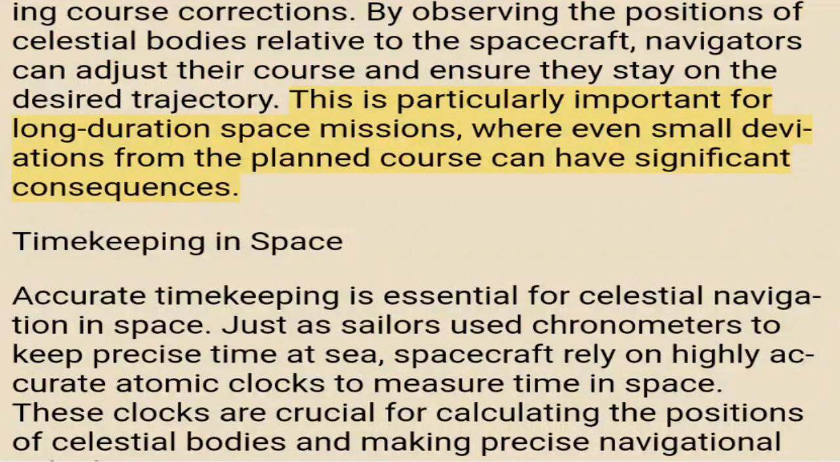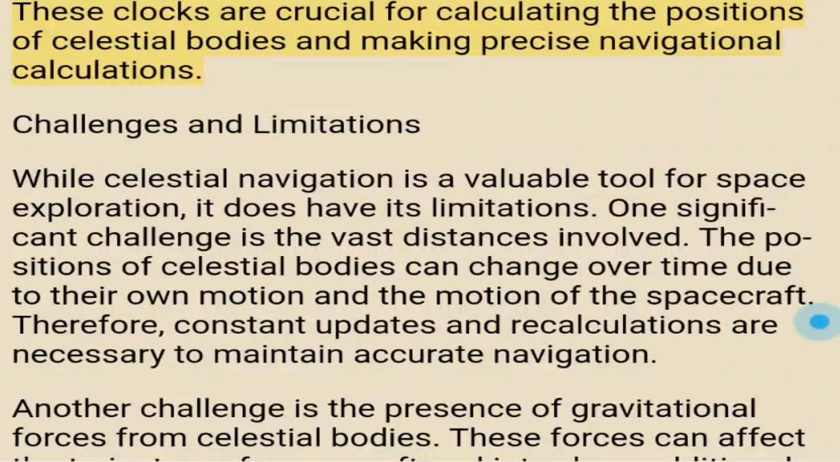This is particularly important for long-duration space missions, where even small deviations from the planned course can have significant consequences. Timekeeping in space. Accurate timekeeping is essential for celestial navigation in space. Just as sailors use chronometers to keep precise time at sea, spacecraft rely on highly accurate atomic clocks to measure time in space. These clocks are crucial for calculating the positions of celestial bodies and making precise navigational calculations.